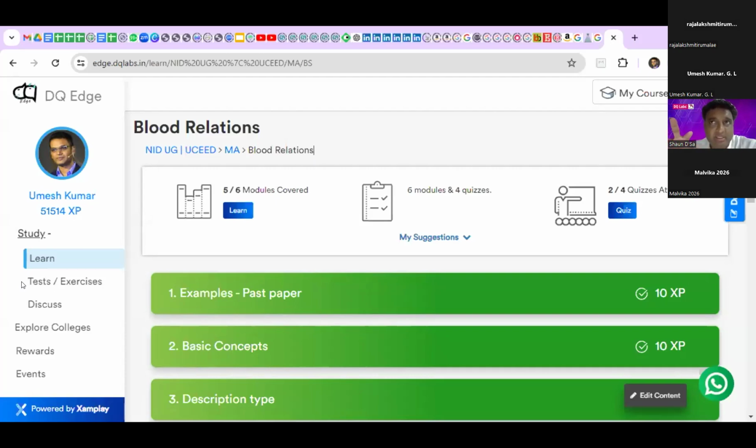Now, when it comes to theory, generally UCEED theory is obviously a lot more tougher, a lot more load to study as compared to your NID theory. NID theory is easier, simpler. UCEED is a lot more difficult. Can you get variations? Can you get some new type of questions? The answer is yes, you can. Therefore, yes, you have to be well practiced.